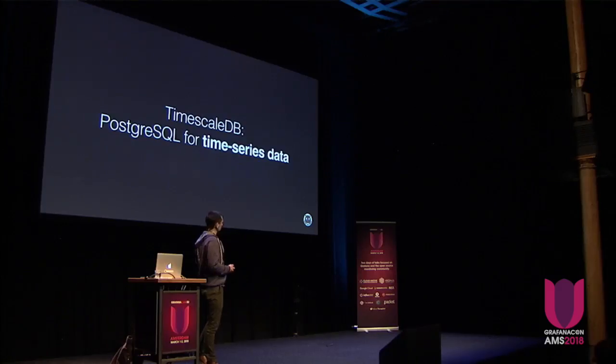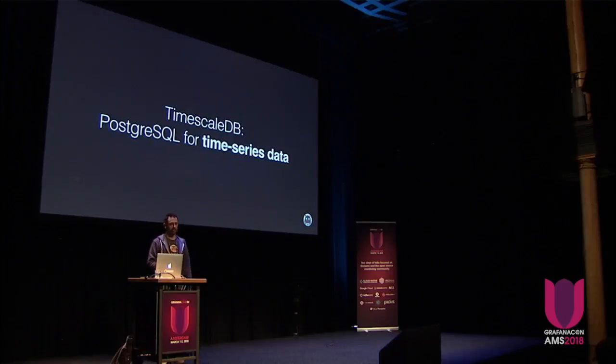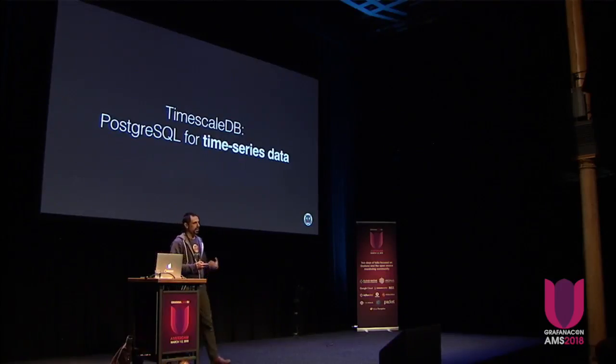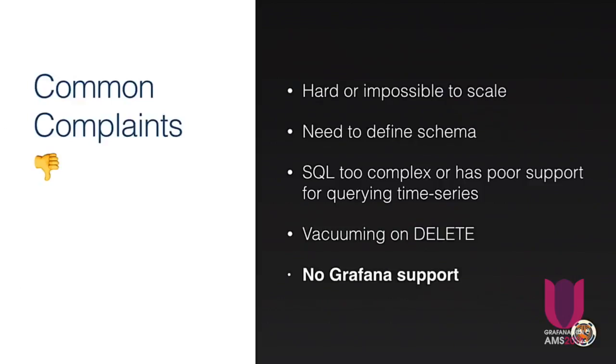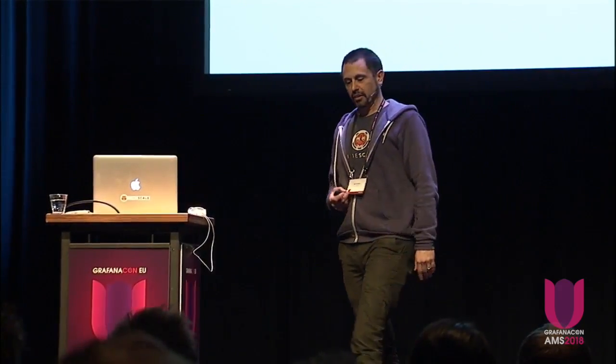So that's where TimescaleDB comes in. It's basically Postgres for time series data. So when we set out to build TimescaleDB, there were a couple of common complaints that we wanted to address. So we heard a lot that Postgres is hard or almost impossible to scale to this type of workload. People sometimes complain that, oh, I have to define a schema. I happen to be in the camp where I actually think schemas are a good idea, but I totally see that for some use cases, it's very convenient to just be able to throw data into your database. Other people say, as we've heard, that SQL is complex and has poor support for querying time series data.